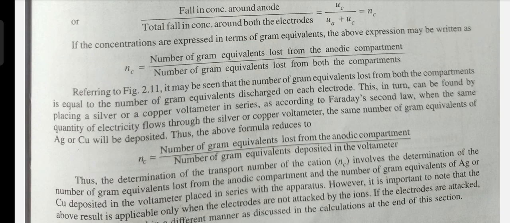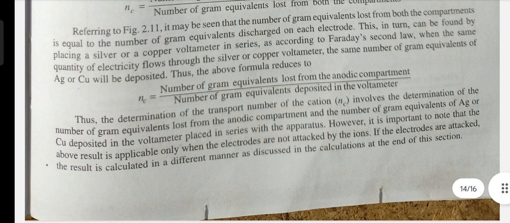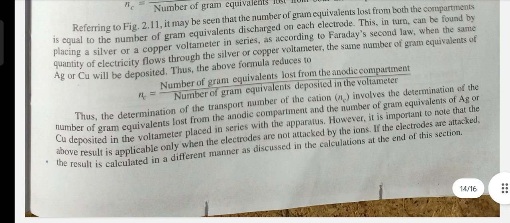This can be found by placing a silver or a copper voltameter in series, as according to Faraday's second law, when the same quantity of electricity flows through the silver or copper voltameter, the same number of gram equivalents of Ag or Cu will be deposited. Nc is equal to number of gram equivalents lost from the anodic compartment upon number of gram equivalents deposited in the voltameter. Thus, the determination of transport number of cation involves determination of the number of gram equivalents lost from the anodic compartment and the number of gram equivalents of Ag or Cu deposited in the voltameter placed in series with the apparatus.